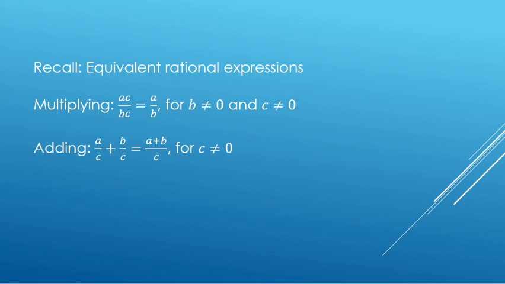When we add and subtract two rational quantities, as long as the bottoms of the two or more fractions involved are exactly the same, then you just add or subtract the tops of those fractions. So a over c plus b over c is a plus b over c, and it's a similar kind of thing when you are subtracting.